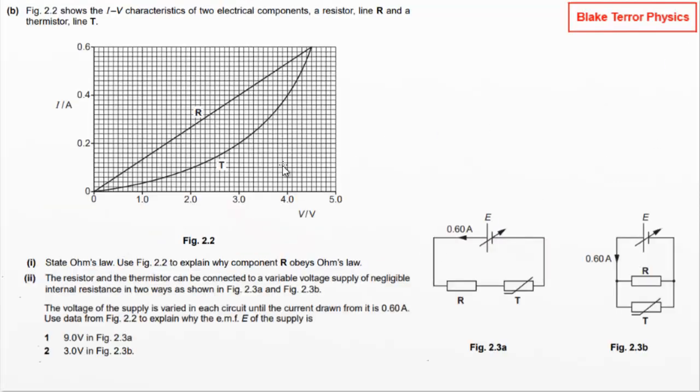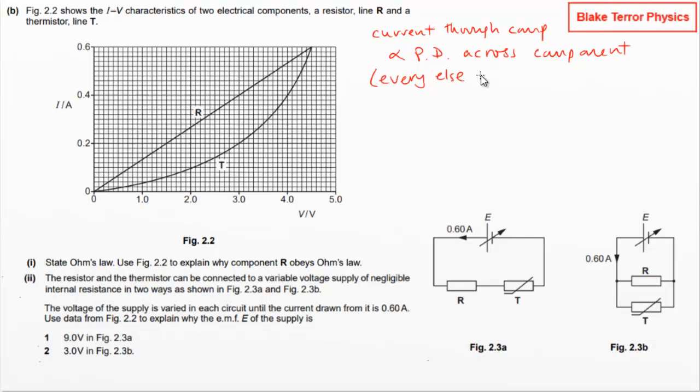Right, that was fine. Figure 2.2, we've got the IV characteristics. So this is what we drew out on a couple of questions ago. State Ohm's law and use the graph to explain why component R obeys Ohm's law. So for Ohm's law, we're saying that the current through a component is proportional to the PD across the component, for everything else being equal, everything else constant, e.g. temperature.